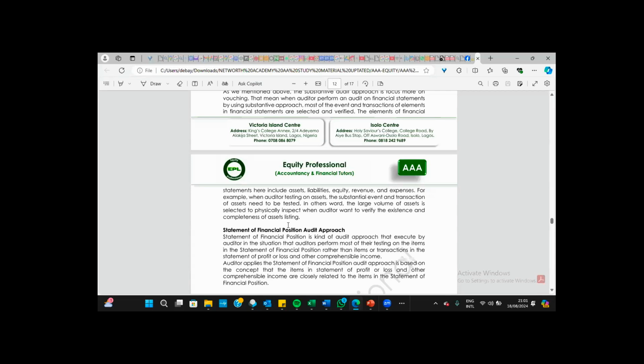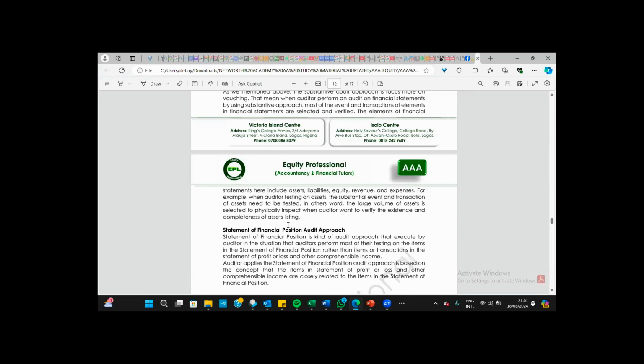Let me just explain what you mean by assertions. Assertions are statements made by management that the financial statements presented to the auditor do not contain any material misstatement. These are declaration statements made by management to the auditor, confirming that the financial statements presented do not contain any material misstatement. We call it assertion. And there are three types of assertions. We have assertion based on transactions and events. You have assertion based on account balances. And you have assertion based on presentation and disclosure.